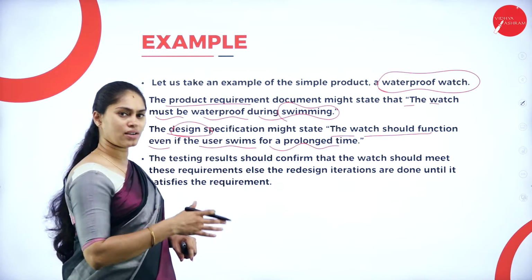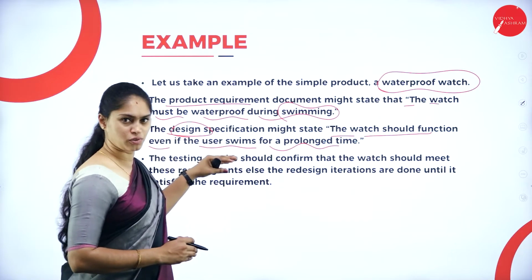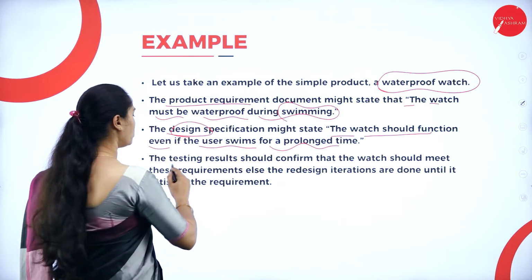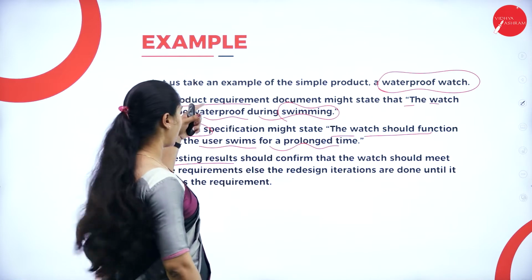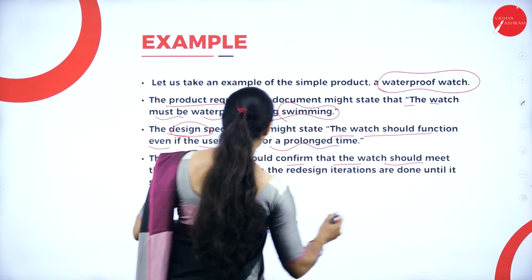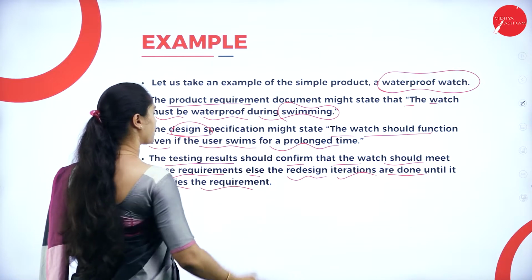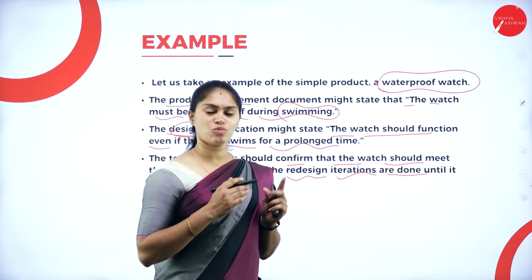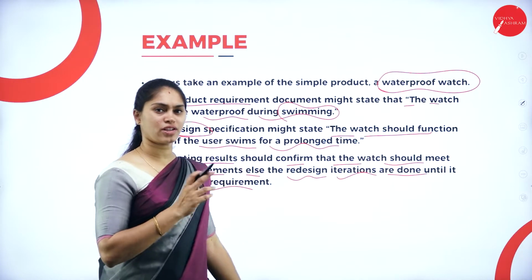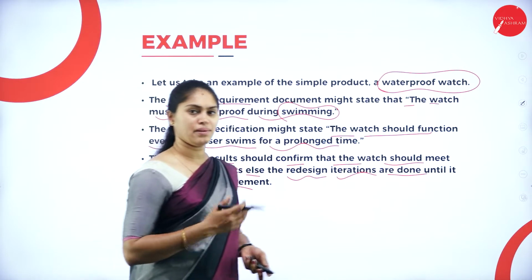When the user is in the water for a long time, at that time the watch should function as waterproof. This is related to the product requirement, and we have a design specification. Then the testing result will confirm the requirement against the resultant product, confirming that it meets these requirements, else redesign iterations are done until it satisfies the requirement. If the waterproof watch is working properly under water for a long time, then that is satisfying the requirement of the customer. That will be validated against the requirement given by the customer. These are the examples that you can expect.